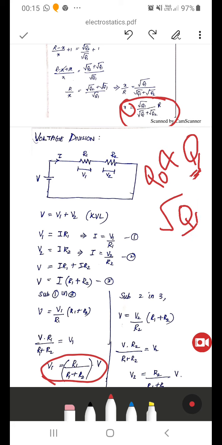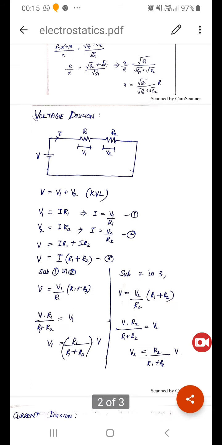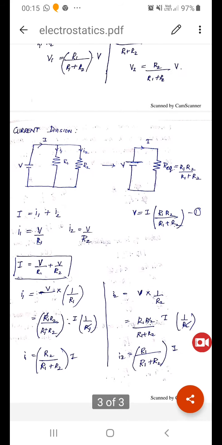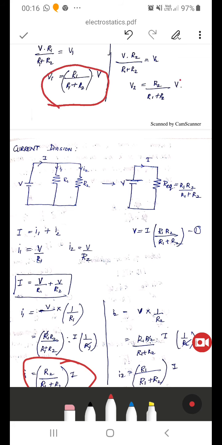So in these both cases, that is the voltage division rule and in case of the distance, the similar terms will be placed in the numerator, while in case of current division, the third concept, which is nothing but the opposite of the above, can be seen here. I1 is equal to R2 divided by R1 plus R2 into I. This is the exact opposite of what you have seen here.